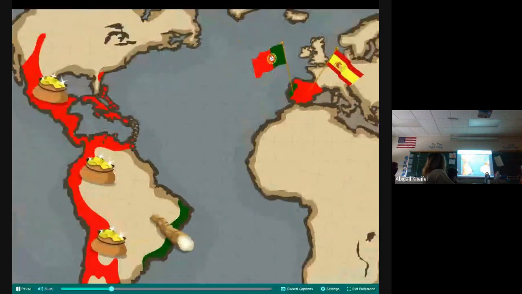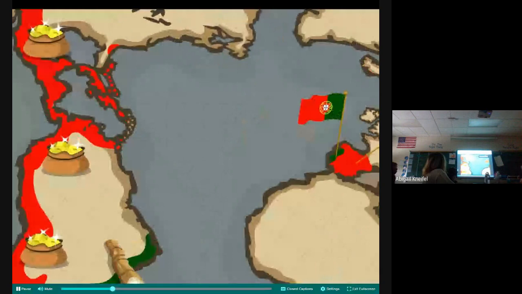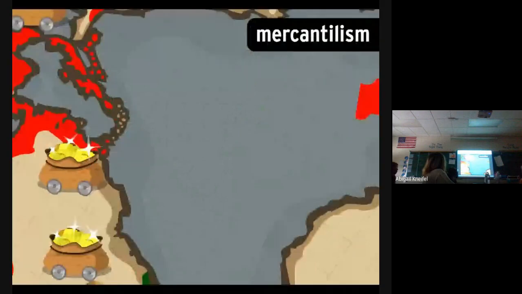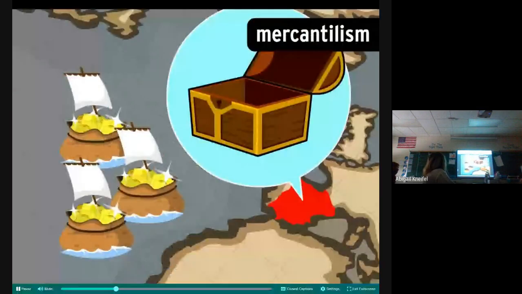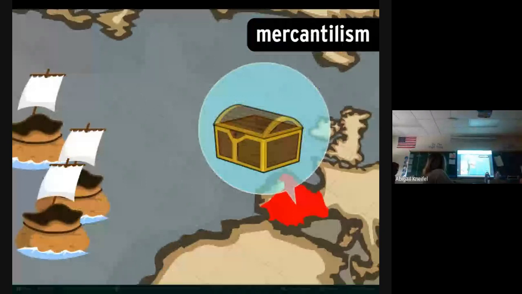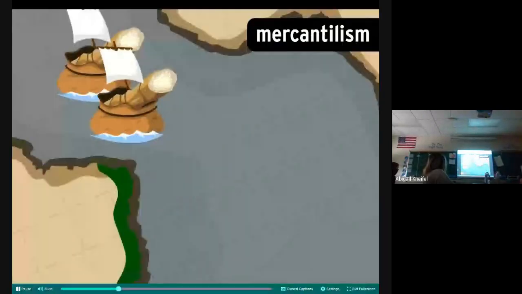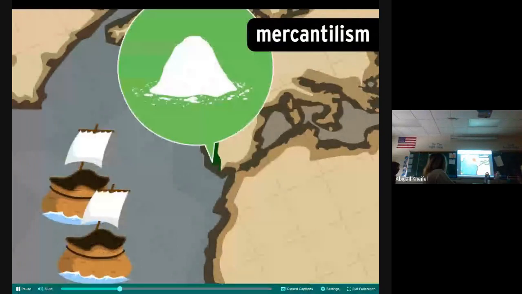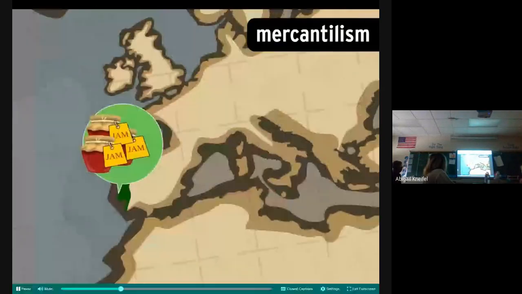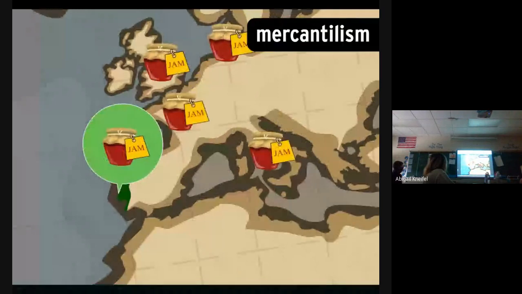Setting up colonies to get rich was part of a system called mercantilism. Governments tried to accumulate as much wealth as possible through trade. For Spain, that meant importing lots of gold and silver mined in the colonies. For other countries, it meant shipping raw materials from the colonies to the motherland, turning them into finished goods, and then exporting those goods for sale to the colonies and other nations.